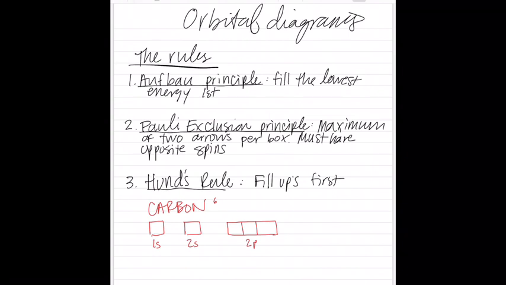So you can have a maximum of 2 electrons in a box, and these arrows must be going in opposite directions. So I can't have arrows that look like this. They can't be the same direction. Can't be like that. They have to be opposite of each other. All right. And then rule number 3 is that you fill the ups first.